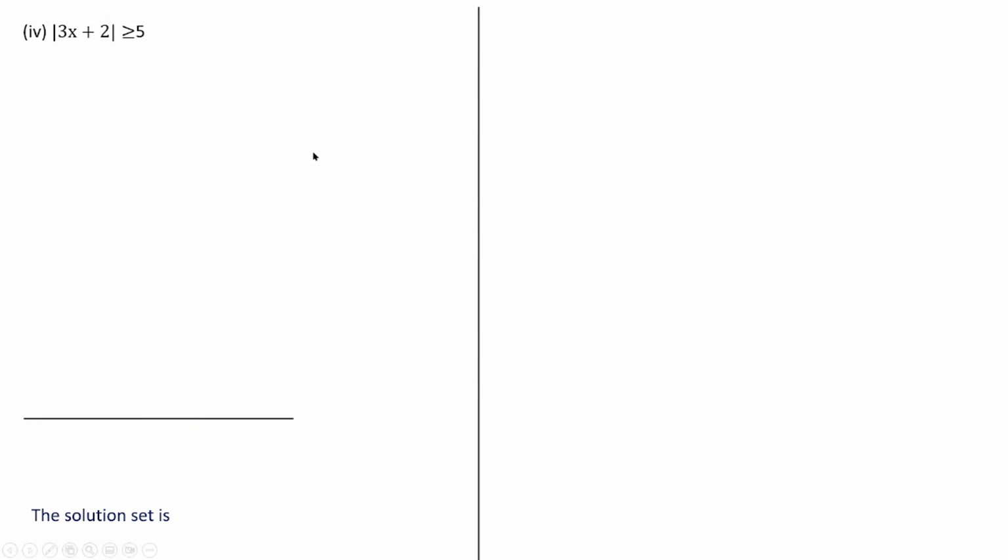Now we have another question on modulus function. We have to solve for x when mod of 3x plus 2 is greater than or equal to 5. Already we have seen a question where we had mod of x less than or equal to some number. So if we have mod x less than or equal to a, say, then we have minus a less than or equal to x less than or equal to a. On the other hand, if we have mod x greater than or equal to a, then we have x greater than or equal to a or x less than or equal to minus a. So this we have to remember.